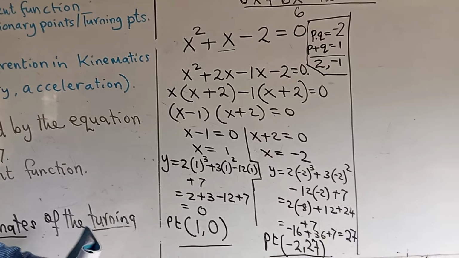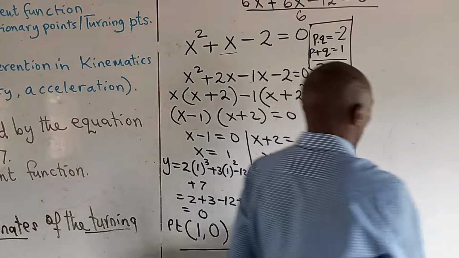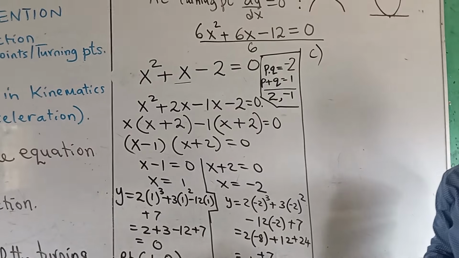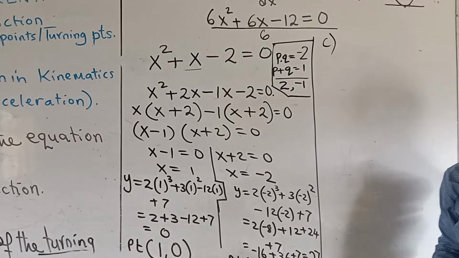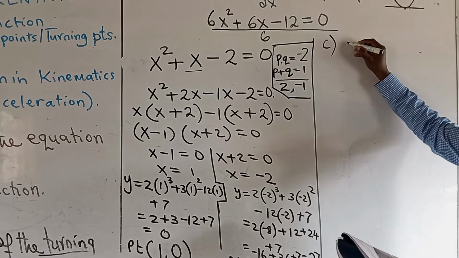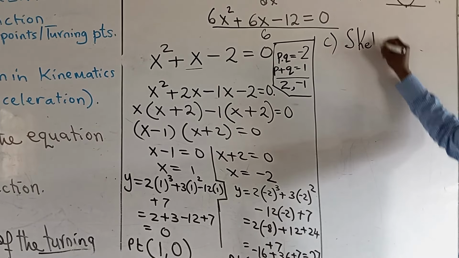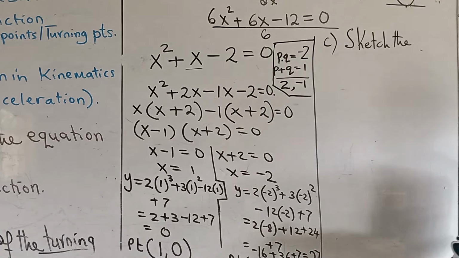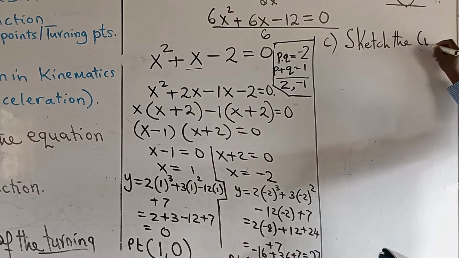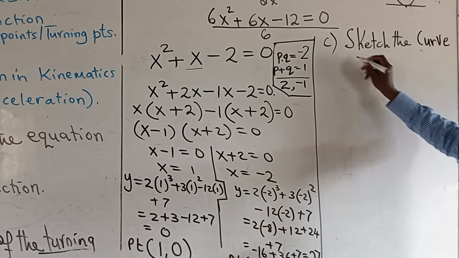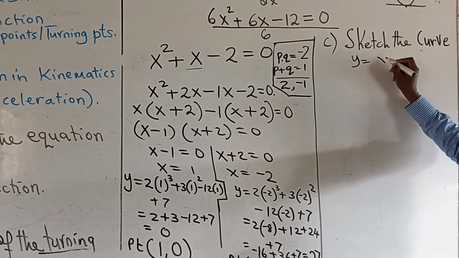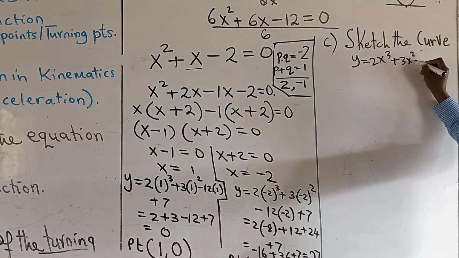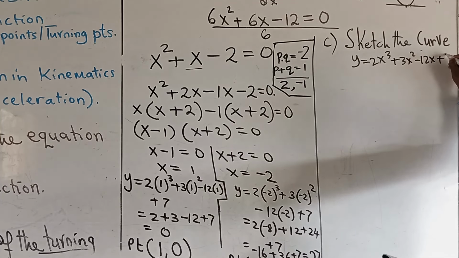In the same question, part C requires us to determine the type of sketch. So the question will read, sketch the curve y is equal to 2x cubed plus 3x squared minus 12x plus 7.